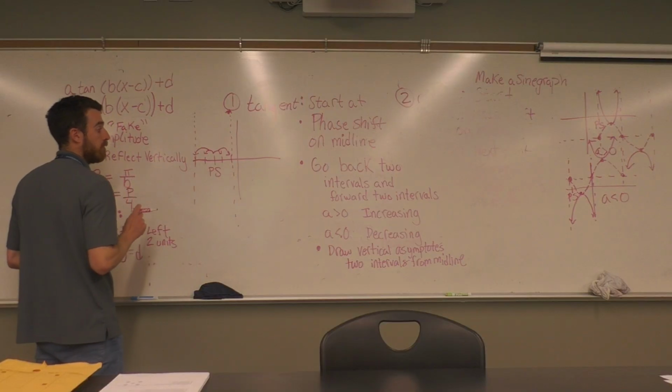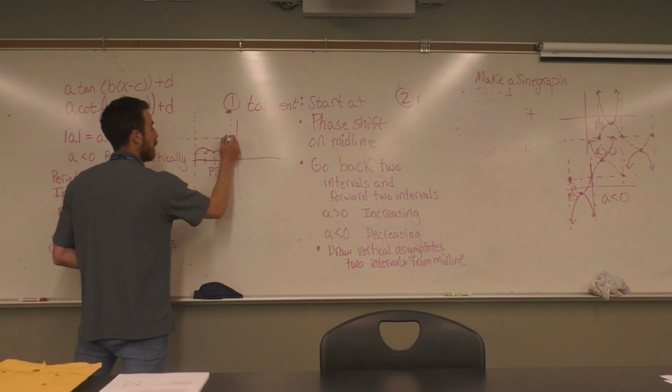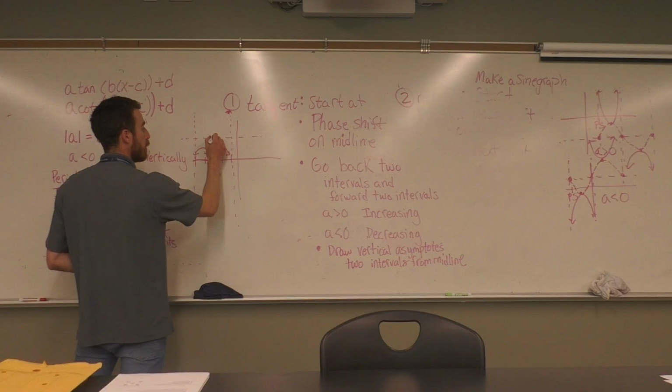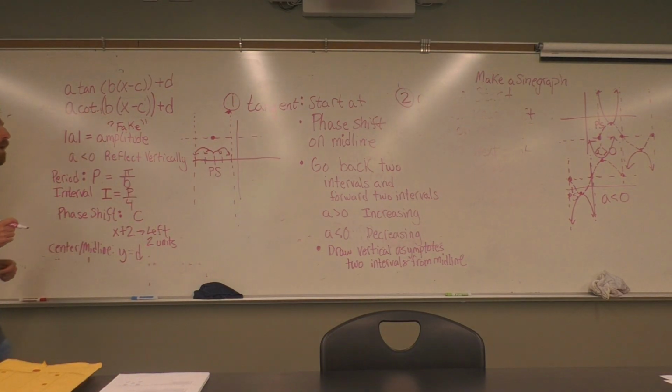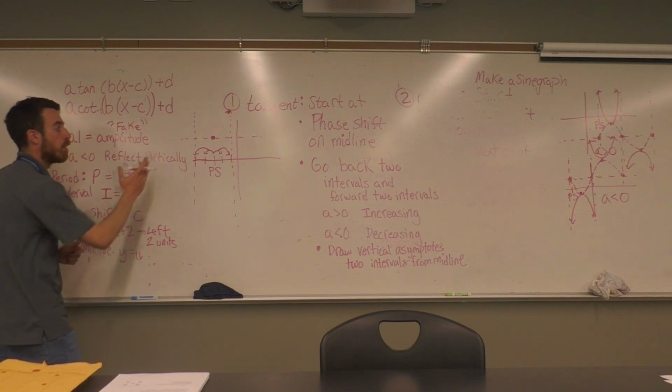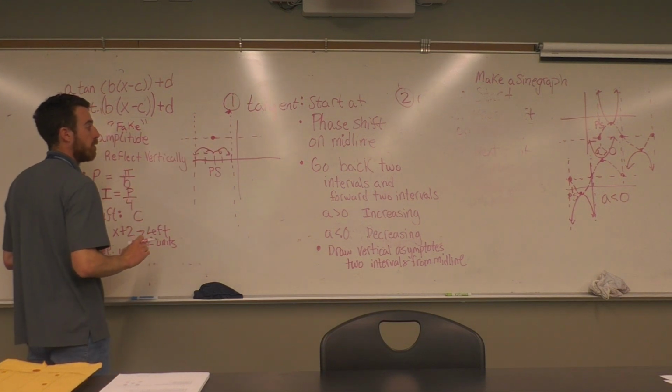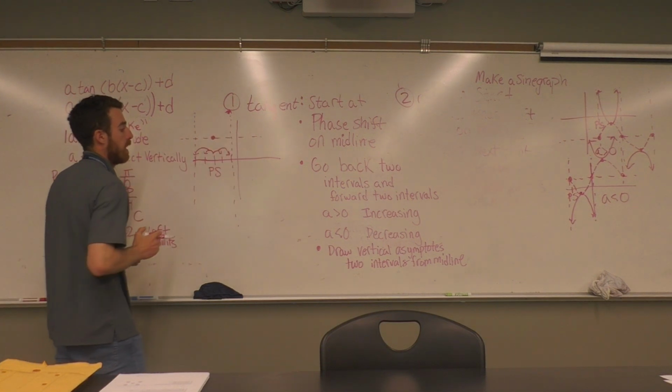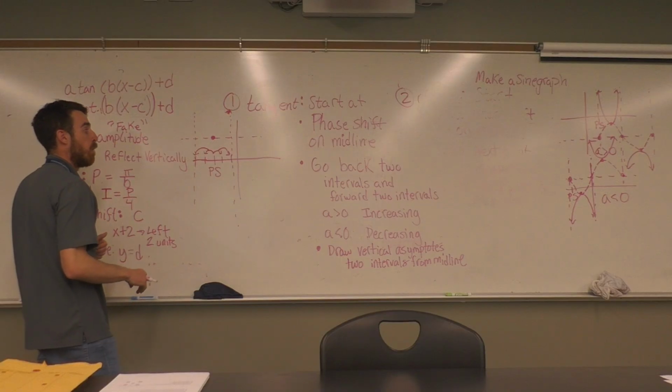And so that's where we have the phase shift. I have a midline in this graph. I know I've already said that I will put that point on the midline. Start at the phase shift on the midline, go back 2 intervals and forwards 2 intervals, and draw the vertical asymptotes at that distance away.